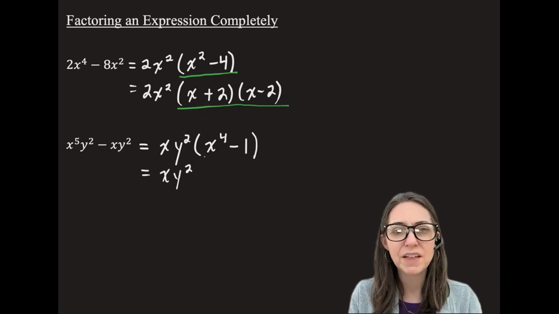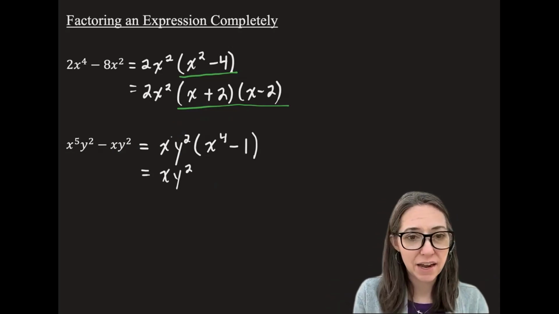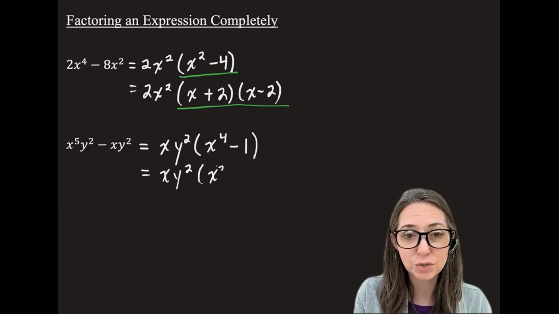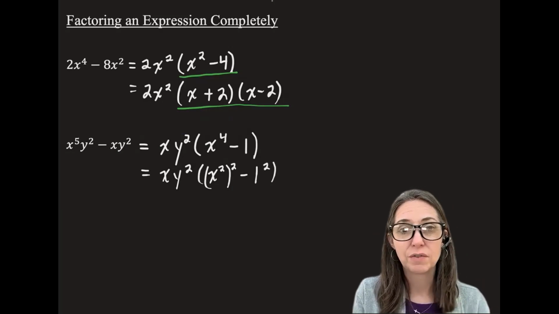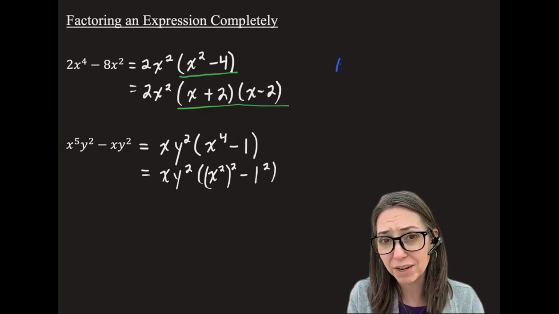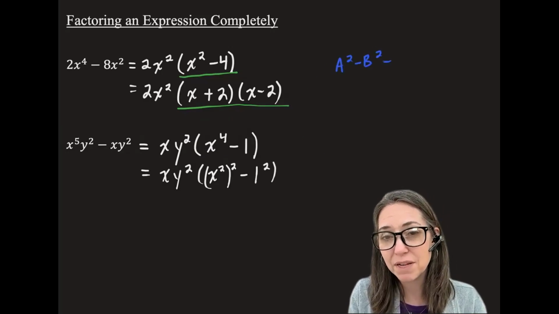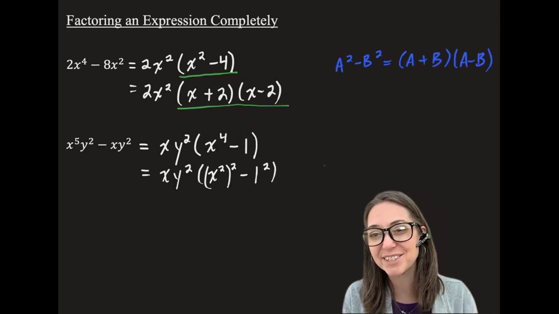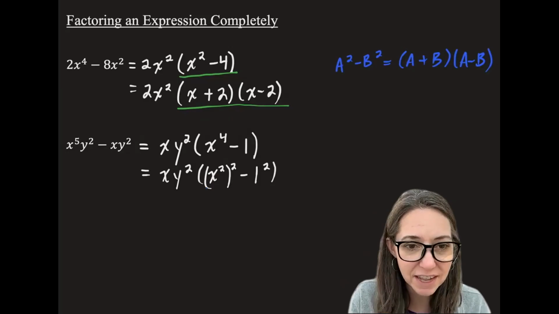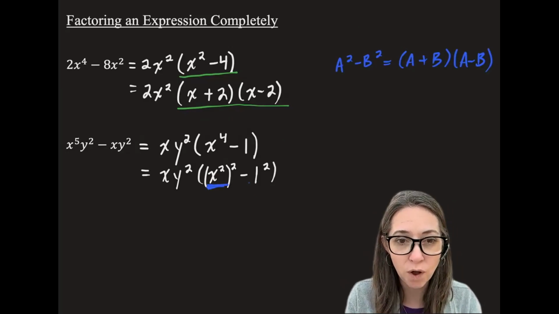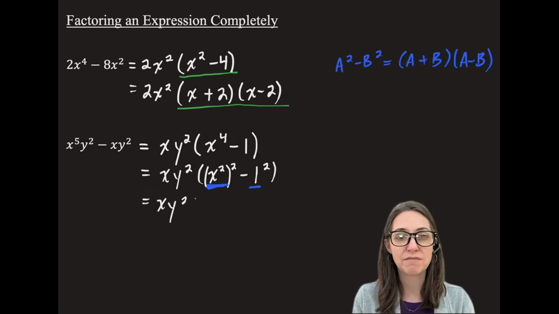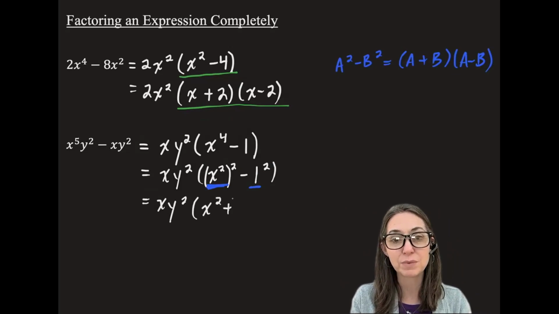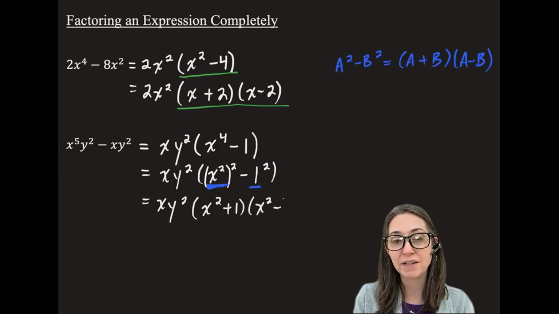But that's also a difference of squares because we can rewrite x to the fourth as x squared, squared, and then 1 is also equal to 1 squared, right? So the difference of squares formula, maybe I should have written it up here, says that a squared minus b squared factors into a plus b times a minus b. So in this one, this x squared corresponds to the a, and the 1 corresponds to the b. So by that factoring formula, we can factor this further into x squared plus 1 times x squared minus 1.